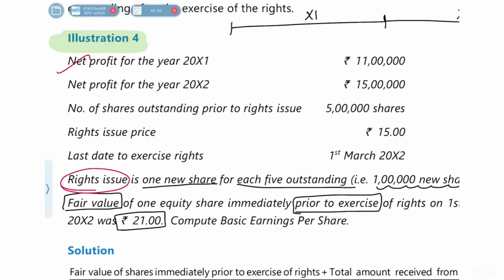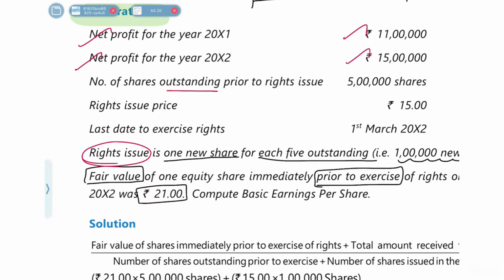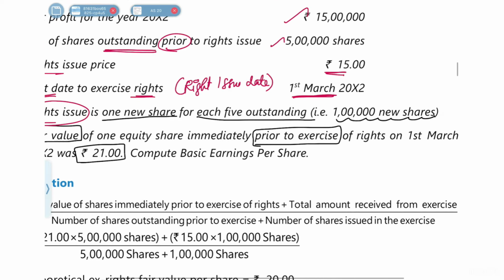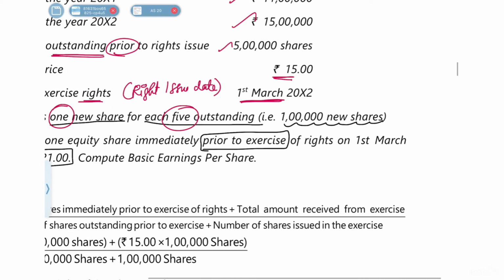The net profit they have given for the previous year is 11 lakh. For the current year it is 15 lakh rupees. The outstanding number of shares prior to the rights issue was 5 lakh shares, and the rights issue price was 15 rupees. The last date to exercise the rights was 1st March, which is your rights issue date. And how many shares are they issuing as rights issue? One new share for each 5 shares outstanding. So for every 5 shares held in the company, you are going to get 1 share. So 1:5 is the ratio.